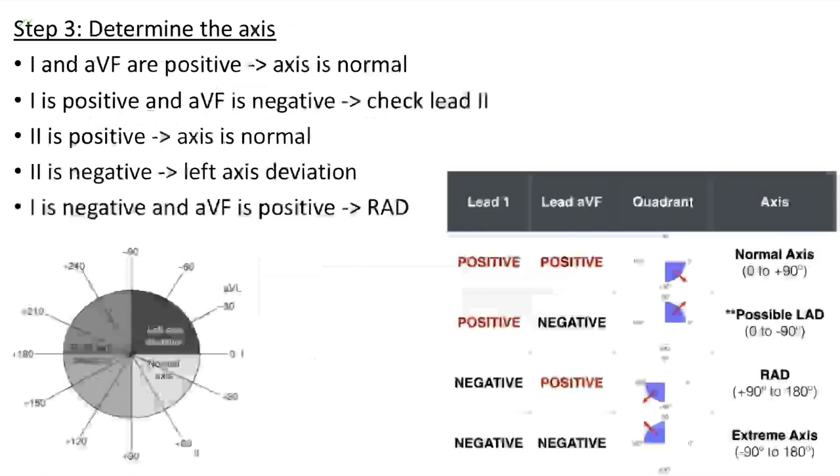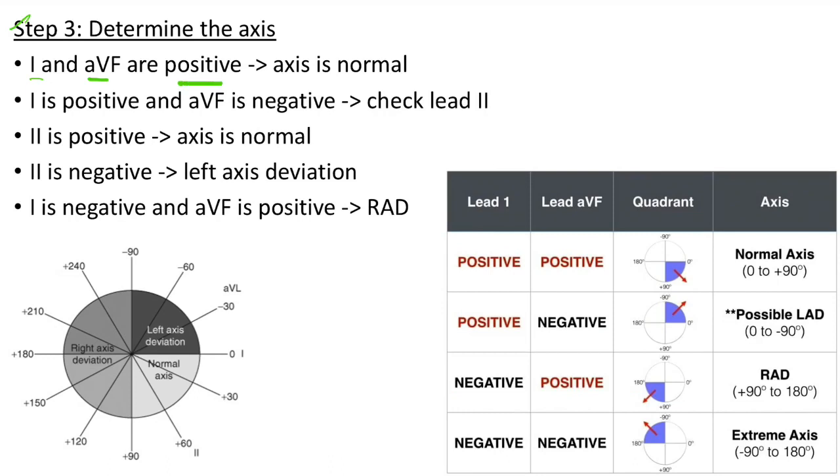The third step is we have to determine the axis. If lead 1 and AVF are positive, the axis is normal. If lead 1 is positive and AVF is negative, we have to check lead 2. If lead 2 is positive, the axis is normal, and if lead 2 is negative, there is left axis deviation. If lead 1 is negative and AVF is positive, it is right axis deviation.